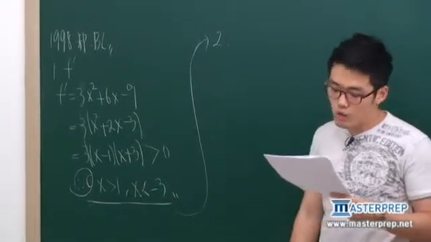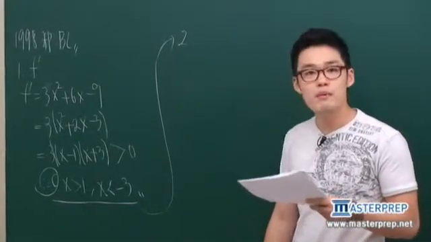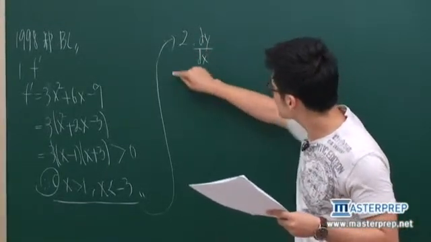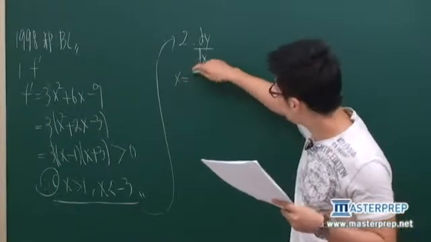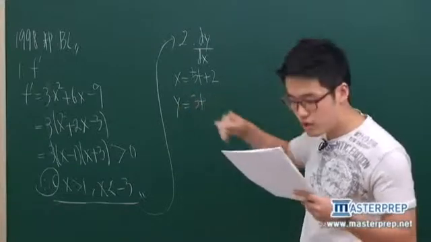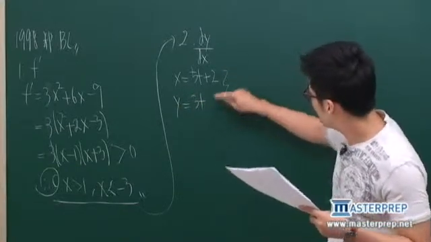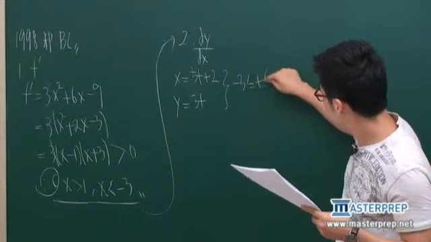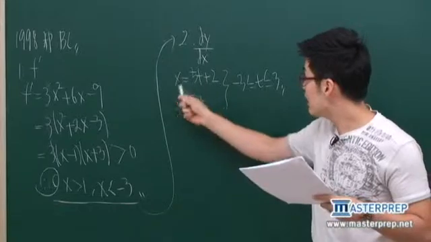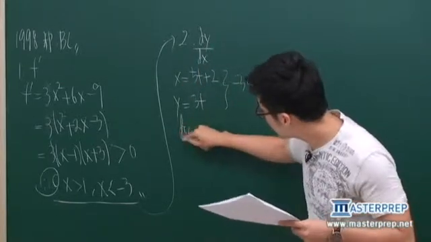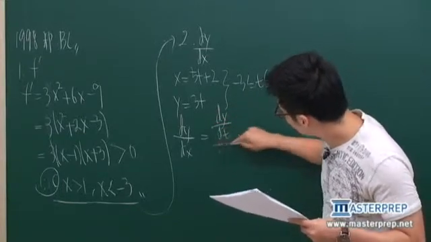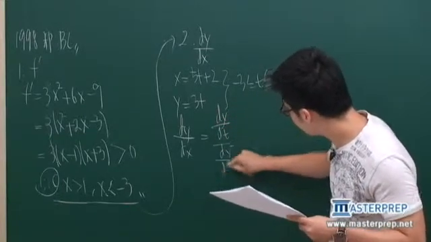So number 2, well, you have to remember this. We want to figure out dy over dx, but x is in terms of t, 5t plus 2, and y is equal to 3t for a certain local domain, right? So how can we write this? Well, dy over dx is equal to dy over dt over dx over dt.